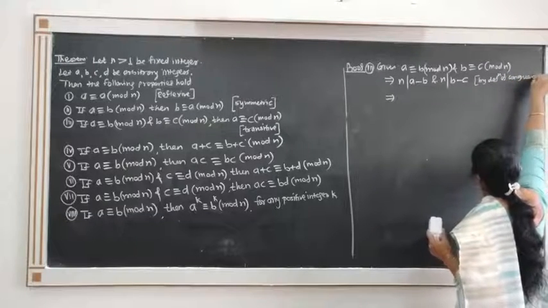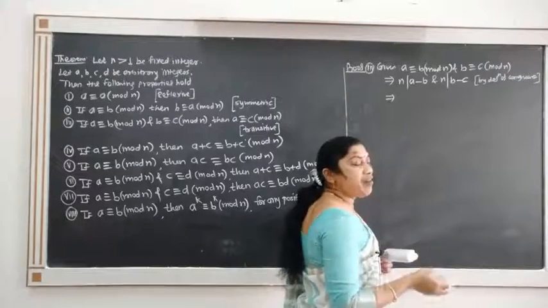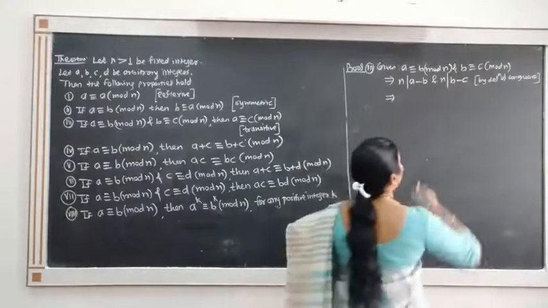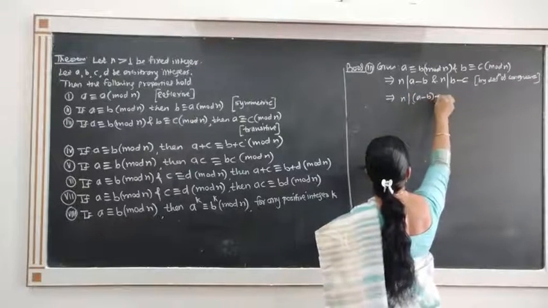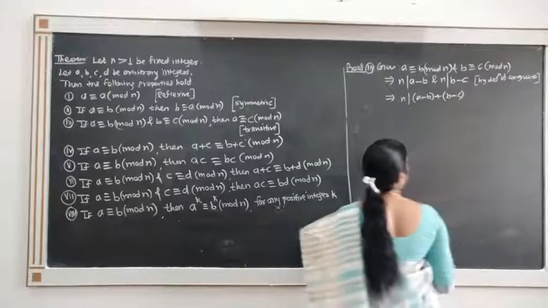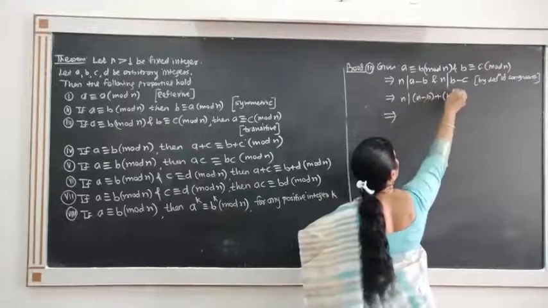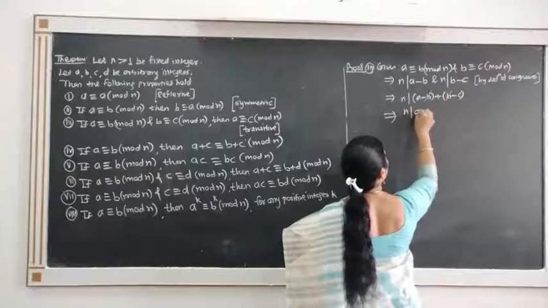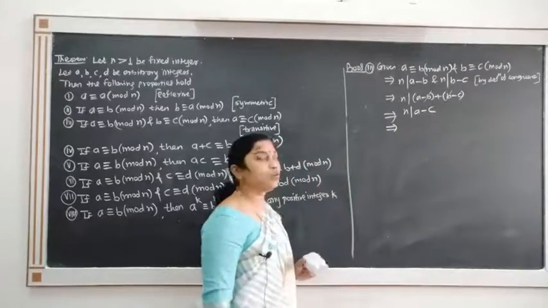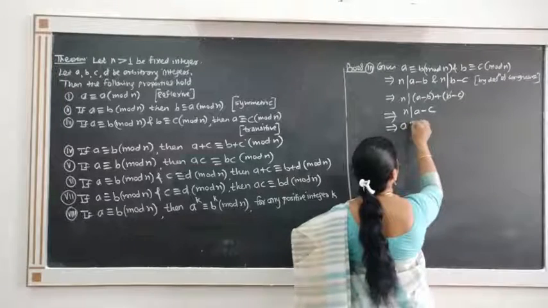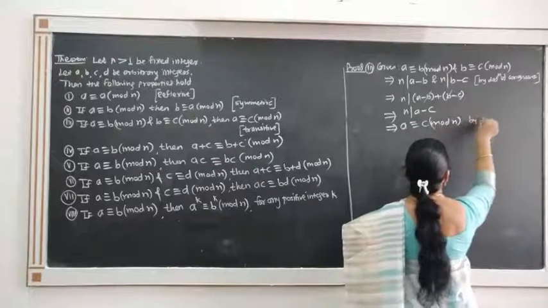Now use the divisibility property: if a divides b and a divides c, then a divides b plus c. So n divides (a minus b) plus (b minus c) by the property of divisibility. This implies minus b plus b gets cancelled, n divides a minus c, and again by definition of congruence modulo n, a is congruent to c mod n.